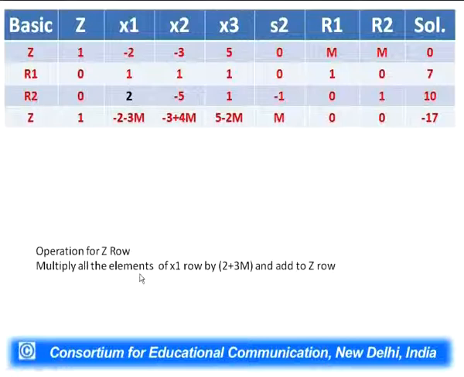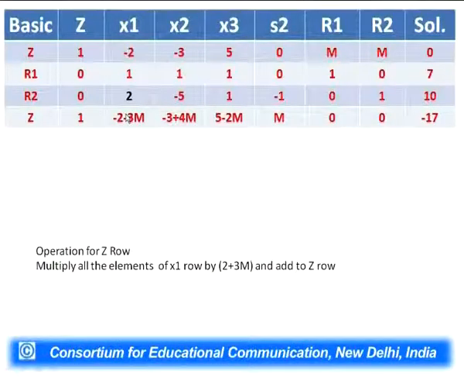Multiply all the elements of the x1 row by 2 plus 3m and add to the Z row. We had the R2 row and we will multiply all the elements of this row by 2 plus 3m and add to the Z row, because when we multiply 1 by 2 plus 3m, it will be 2 plus 3m, and this is minus within brackets 2 plus 3m. This minus and plus will get cancelled and the net result will be 0, and this way we will bring it to 0.